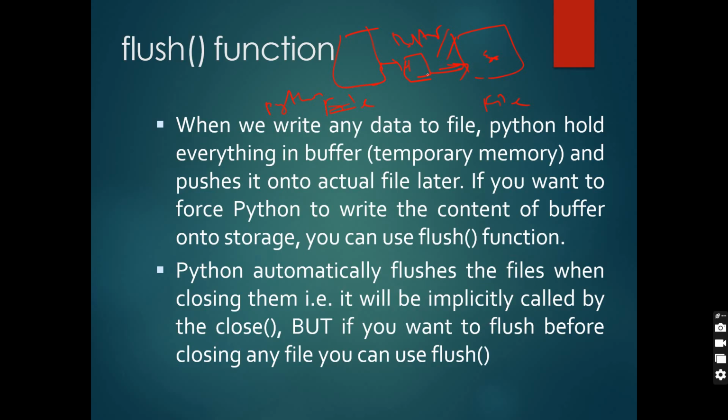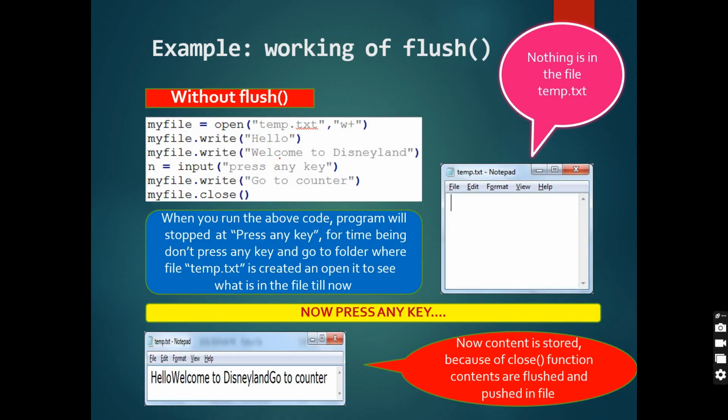In order to avoid this, we can use flush, which writes the contents of the buffer to the file immediately. The flush will automatically push the contents from the buffer to the file. When you use flush, it does this right away. This is what is given here. Without using flush, the contents are empty, and they are written only when you close the file.